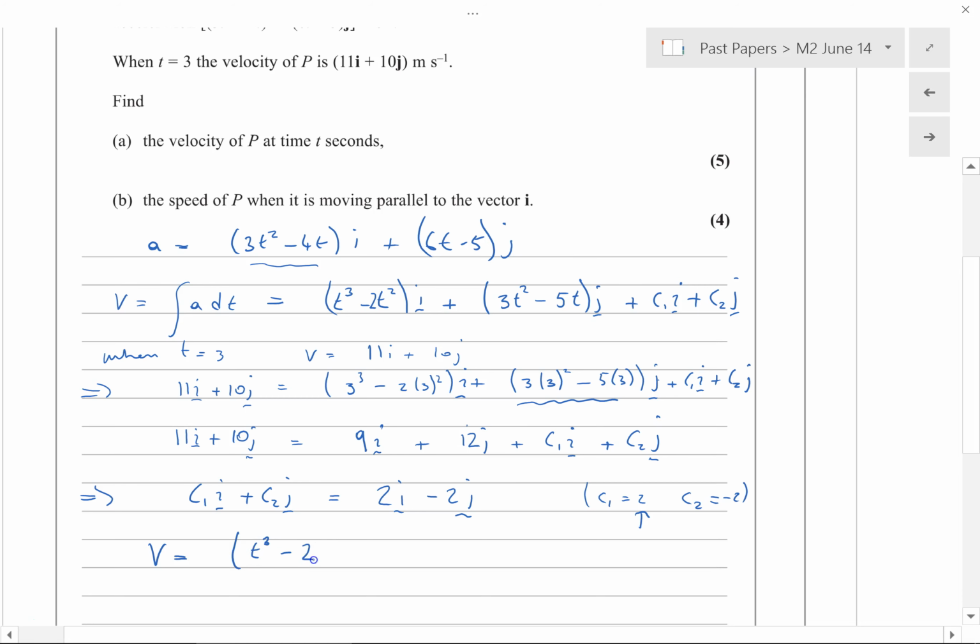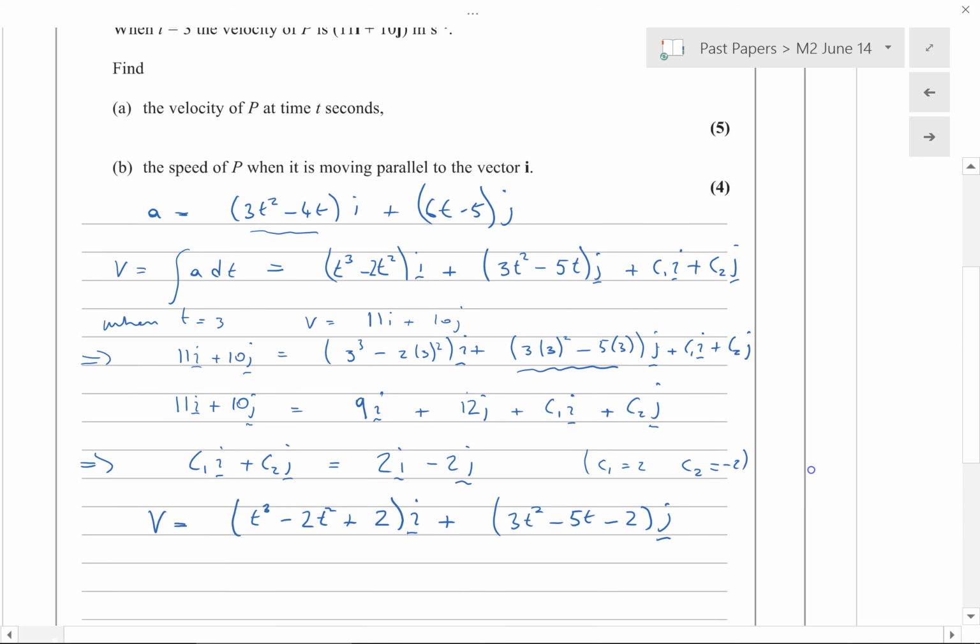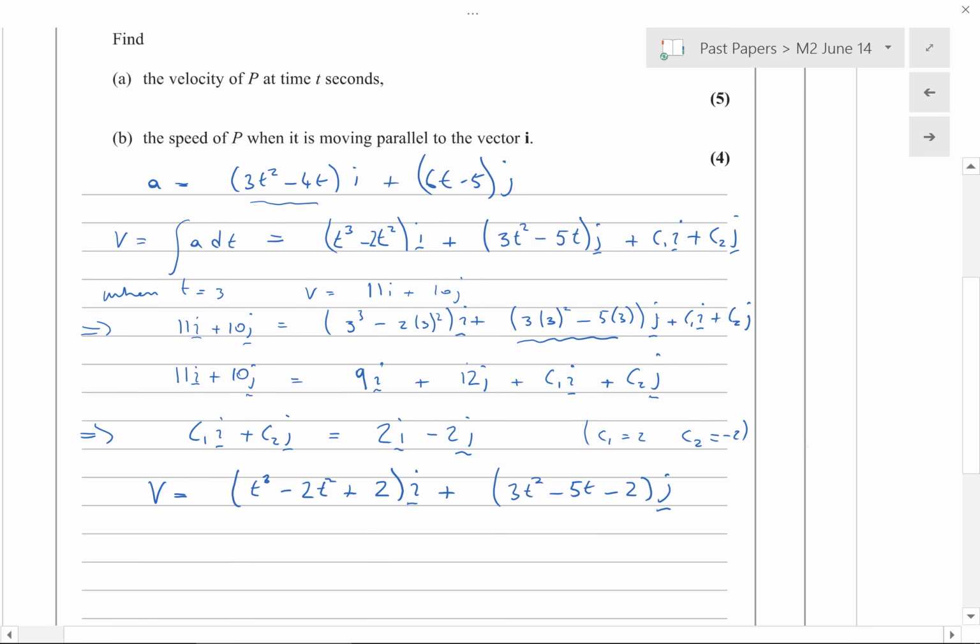2t cubed minus 2t squared plus that value of c1, which is 2, i, plus, and then it's 3t squared minus 5t plus that value of c2, which is minus 2, j. And that's our 5 marks for the velocity. Right, now that's that thing. Then so we've got that velocity now.